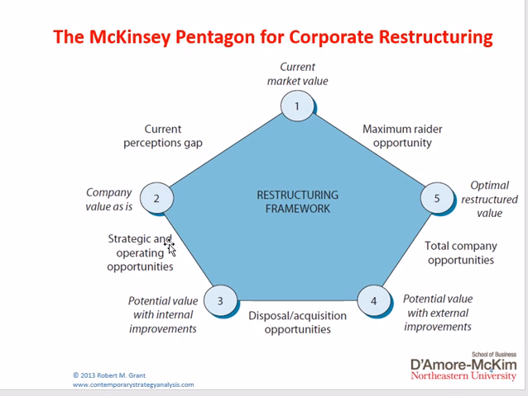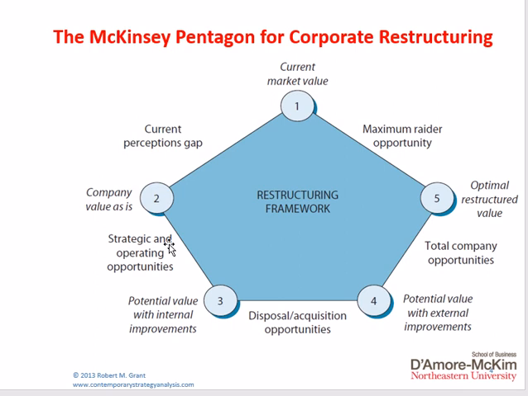Moving from 3 to 4, this is where the portfolio planning comes into play, and we think about what businesses we might want to divest from and what businesses we might want to acquire. And these are really thinking about external improvements. So these are adding new businesses or selling off pieces of the business to get us to point 4, which is the potential value of the firm with external improvements.